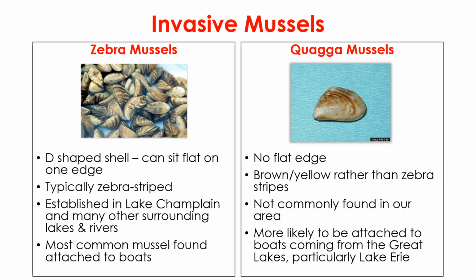We've only found quagga a few times in our program history, but stay on watch for any mussels that look different, especially coming from Lake Erie, where they're more well established. You'll see dried zebra mussels at in-person training, and your regional will also have samples. So you'll see exactly what I mean about the D shape that can sit up on one edge.